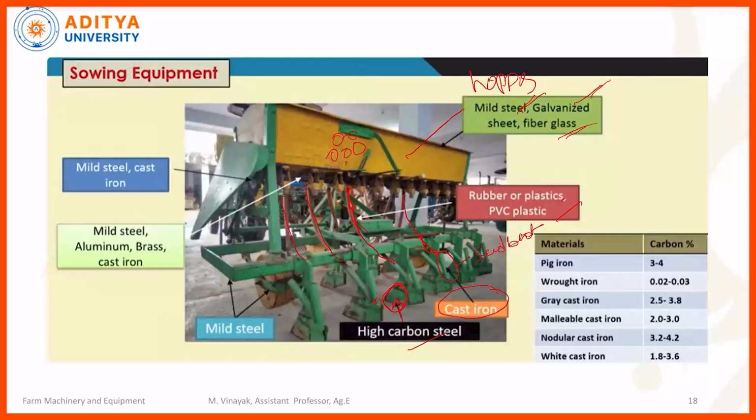So next one is mild steel. The entire frame was made up of mild steel. This one is a frame. Okay.